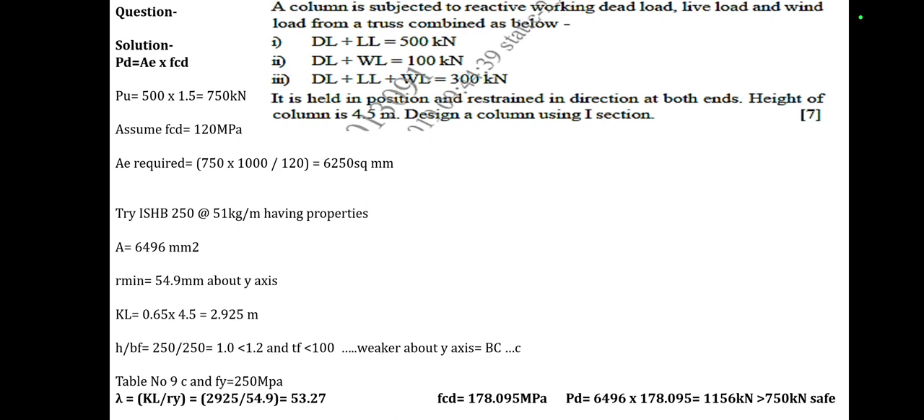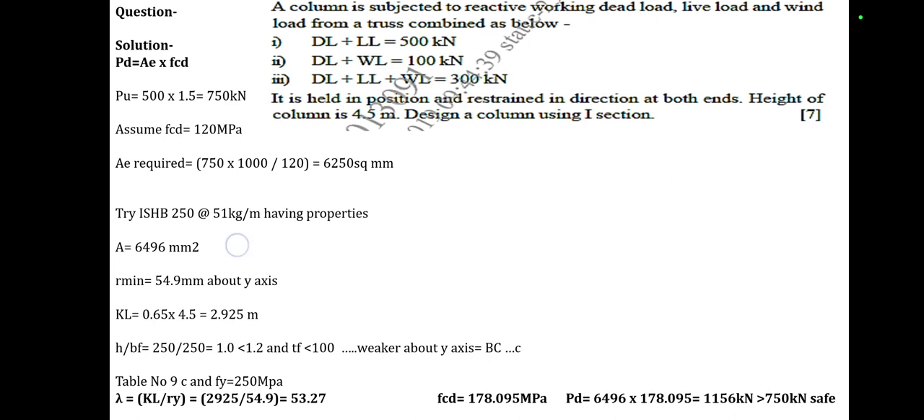The area required should be less than our area provided. That is, hence we could design the section properly. Now after this, depending upon this area, I have selected the section ISHB 250.